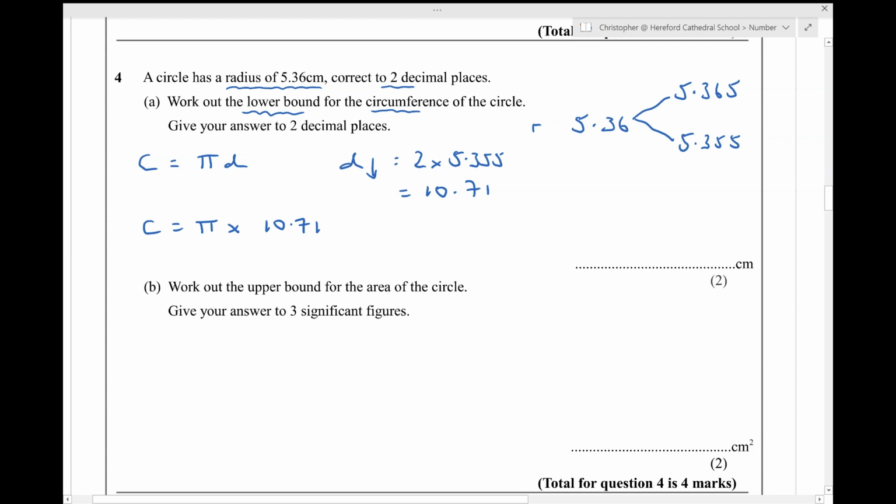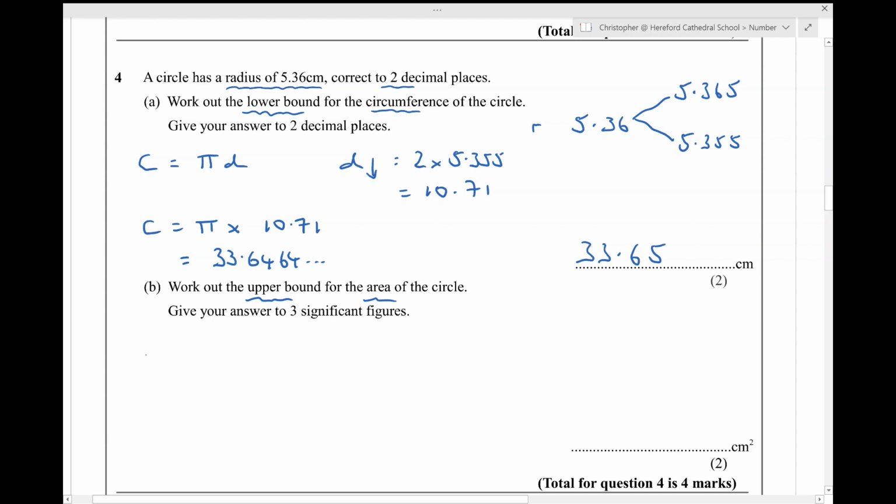So the lower bound of the circumference of the circle will be c equals pi times 10.71, which of course I've already got on my calculator. So I'll times that by pi, which gives me an answer on my calculator of 33.6464 and so on. And I'm asked to give my answers to 2 decimal places. So that's going to be 33.65.